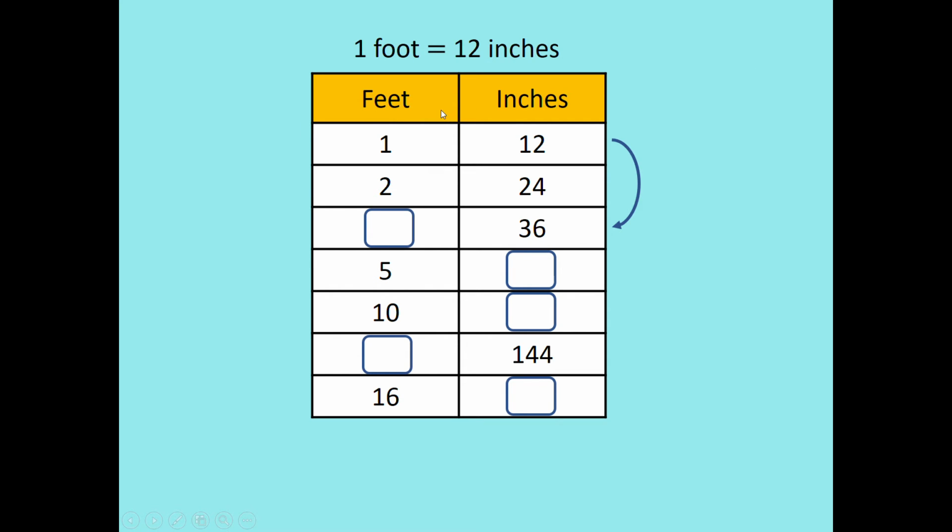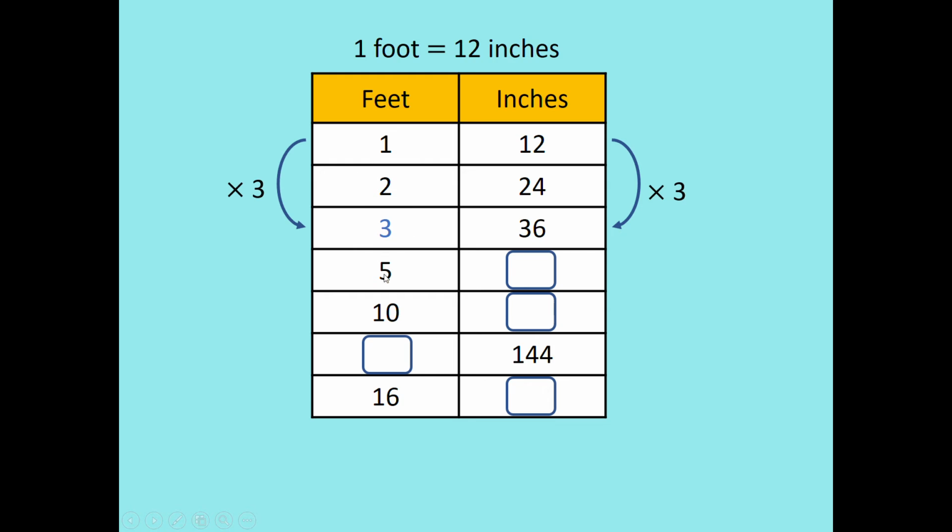So, to get from 12 to 36, I have multiplied by 3. So I've got to do the same on this side. So I'm going to multiply 1 foot by 3, which will leave me with 3 feet. What you can do is also, if you know what it is in inches, you divide it by 12 and that will give you the number of feet.